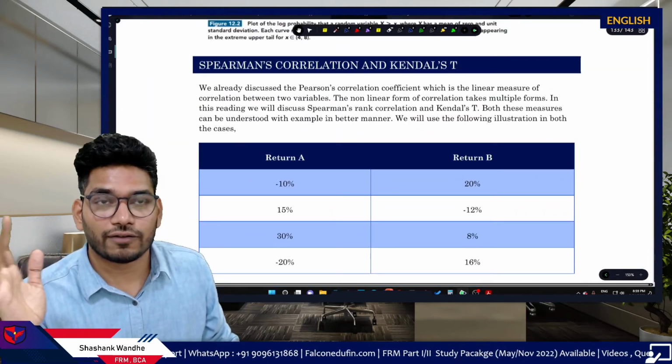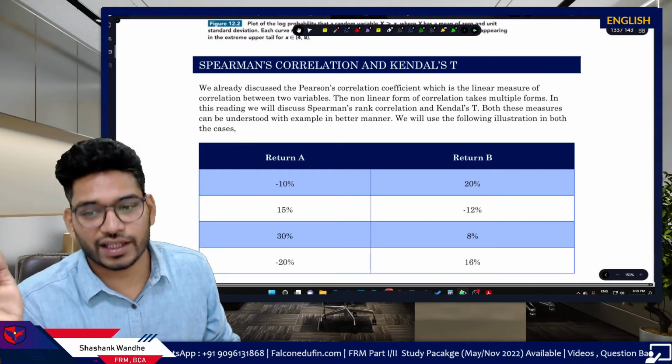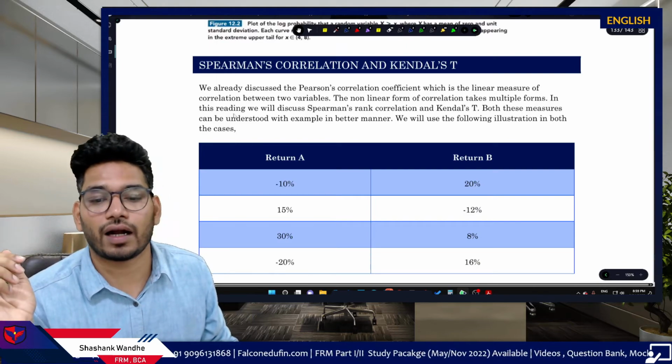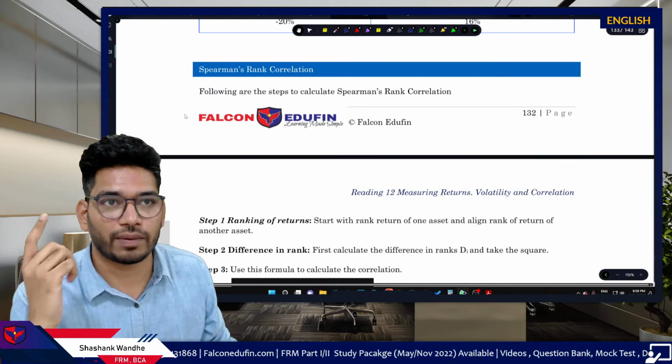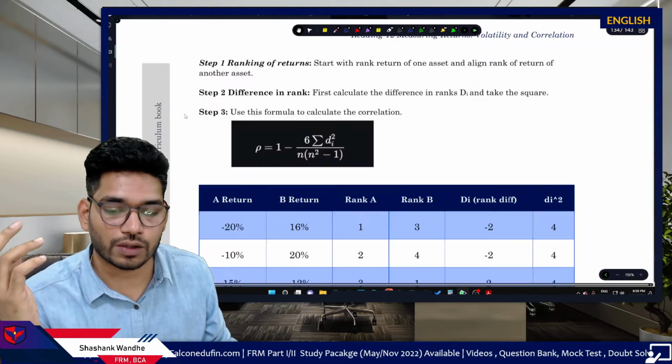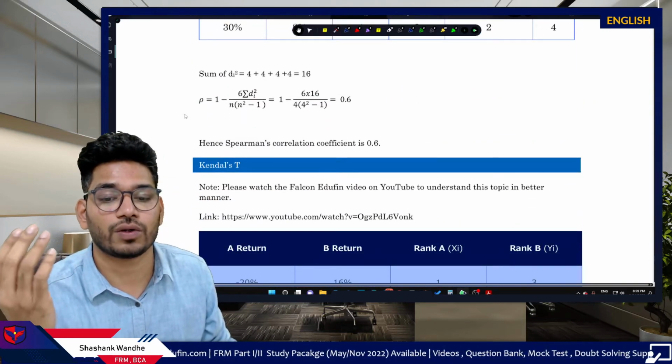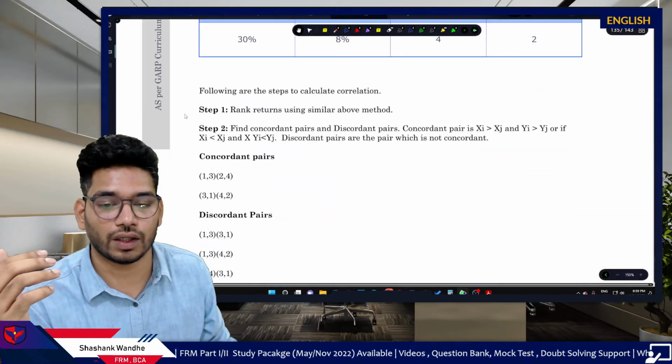Now, a very favorite area of GARP, if you consider the previous examinations, is Spearman's correlation and the Kendall's tau correlation coefficient. You must know how to calculate all these things. You must understand when to use Spearman's and when to use the Kendall's tau correlation coefficient.